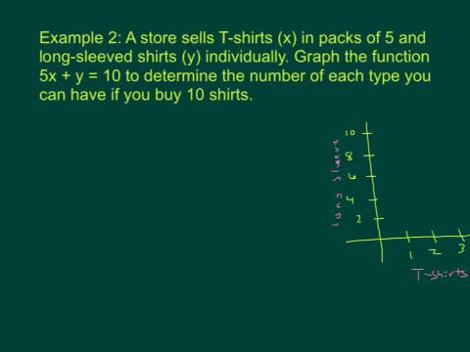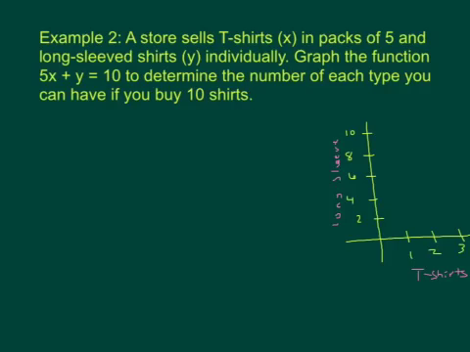So a store sells t-shirts, which we're going to represent with the variable x, that's going to be our domain, in packs of 5, so they sell 5 t-shirts at a time. And the long-sleeved shirts are going to be y, and those are sold individually. So those we're just going to do times 1.